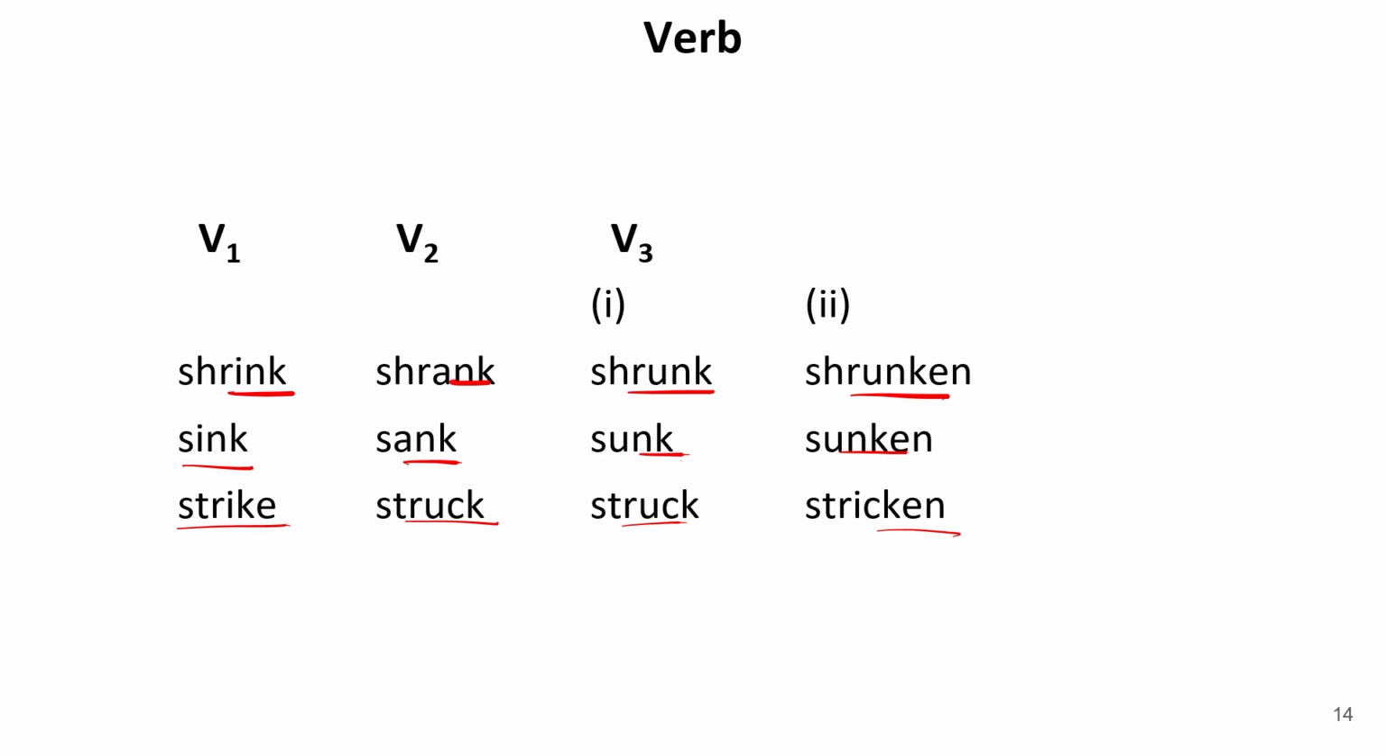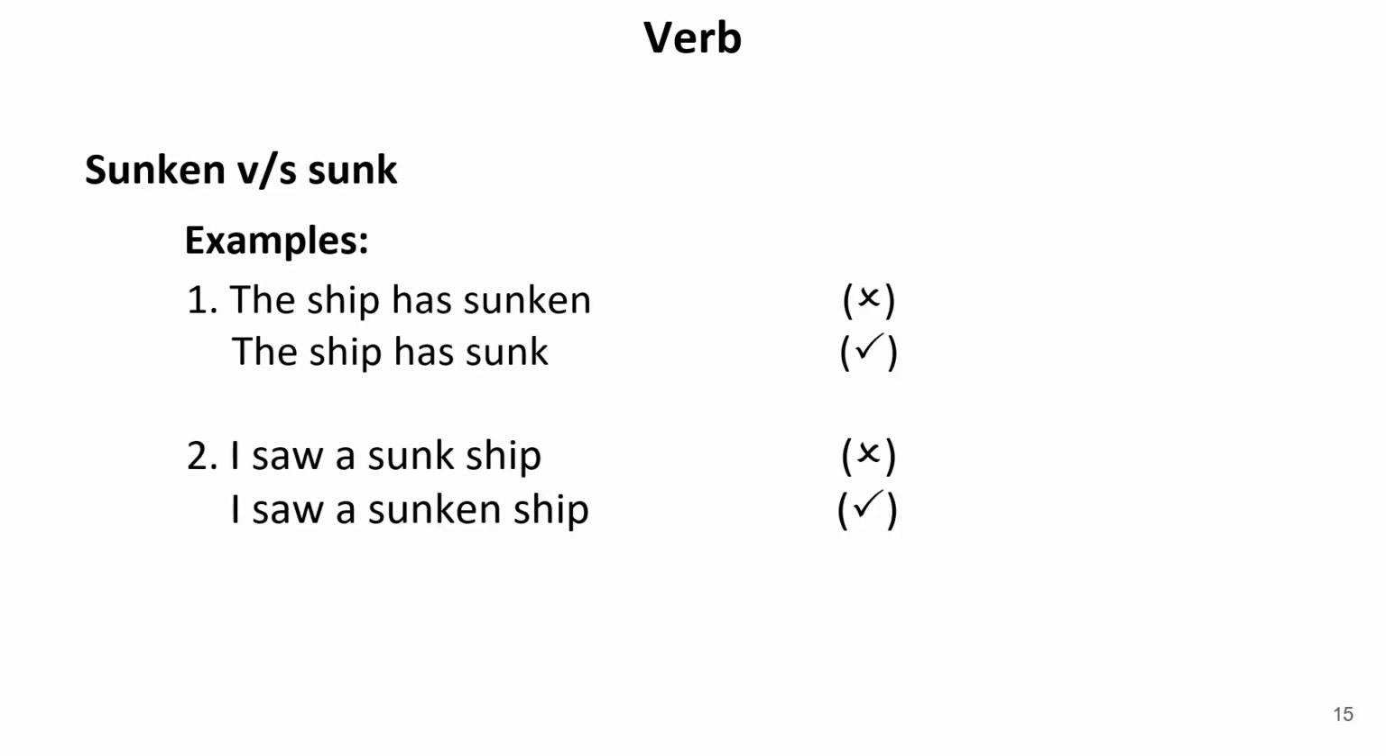Now let us see the uses of these words in sentences. First we have sunken versus sunk. What is the difference between sunken and sunk? As I told you, sunk is a verb, or you can say the third form of the main verb, whereas sunken is used as an adjective, that is, a participle. Example: the ship has sunken. Now here we are talking about a ship. It has sunken. Now the word sunken is incorrect over here.